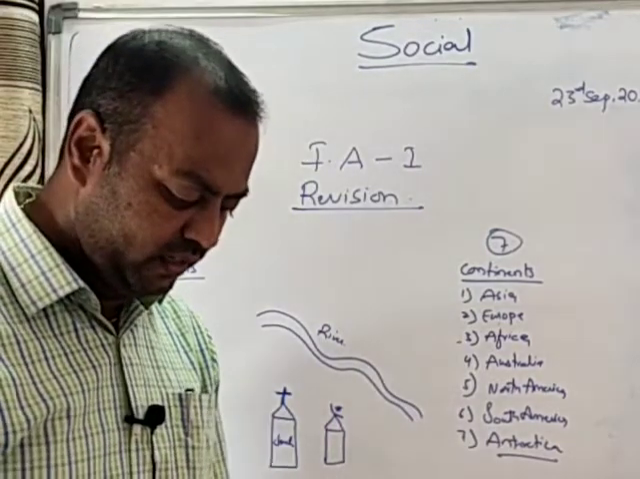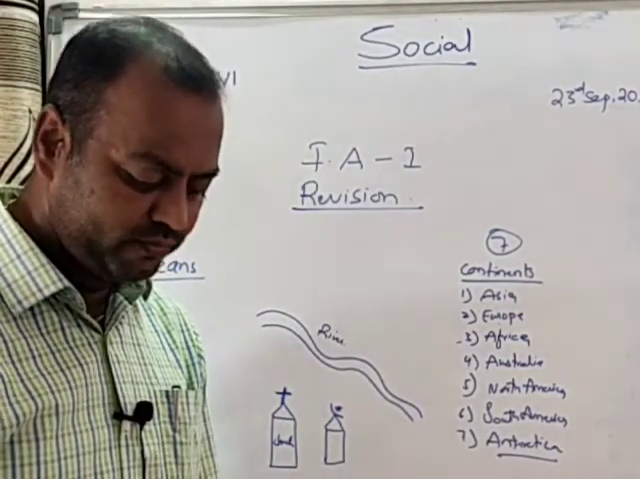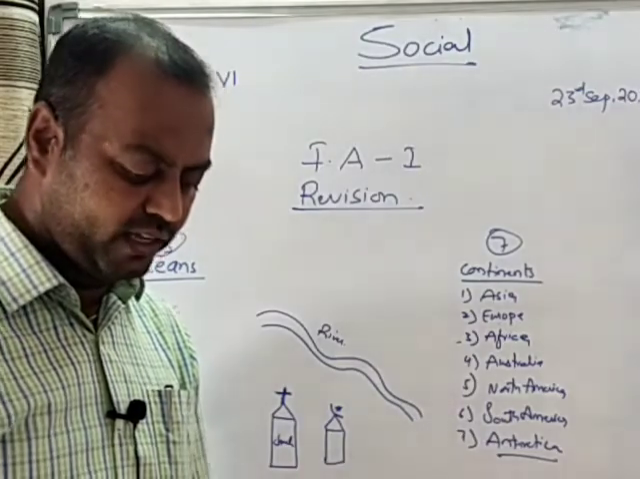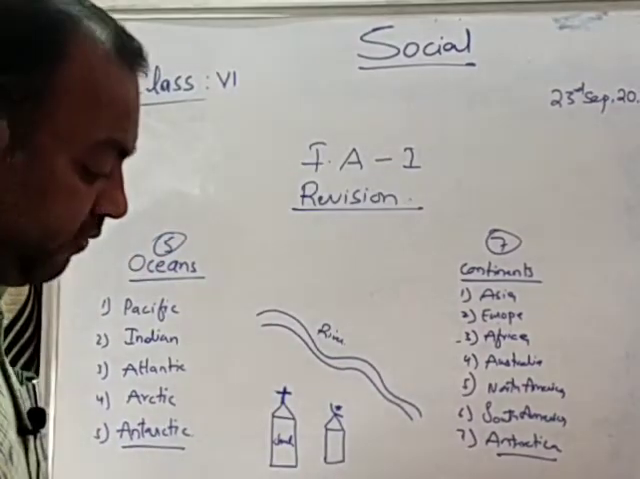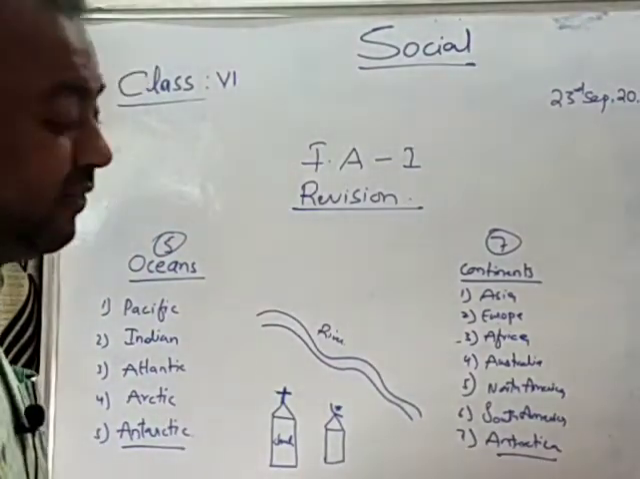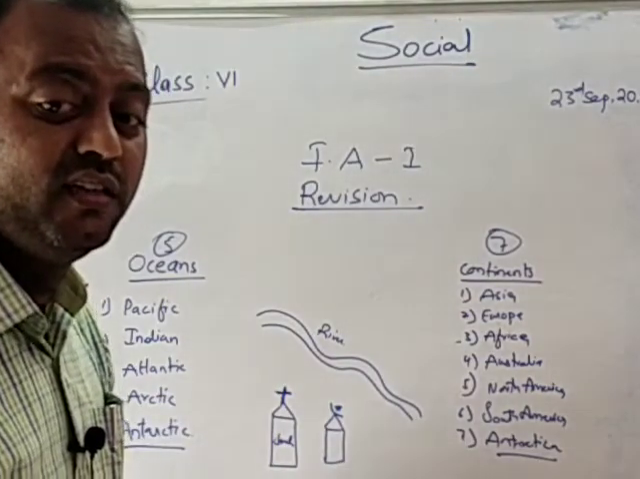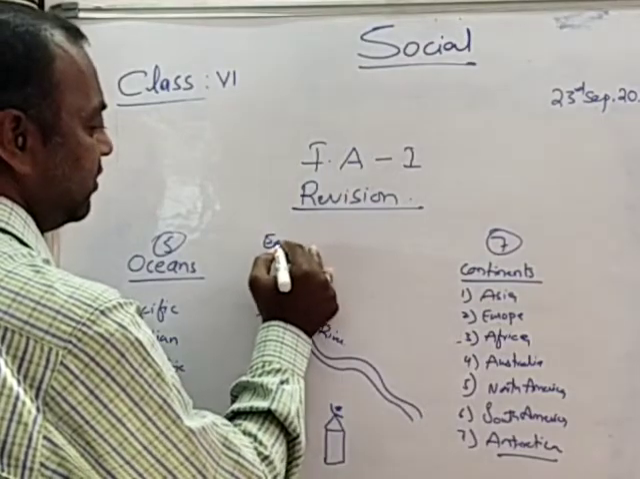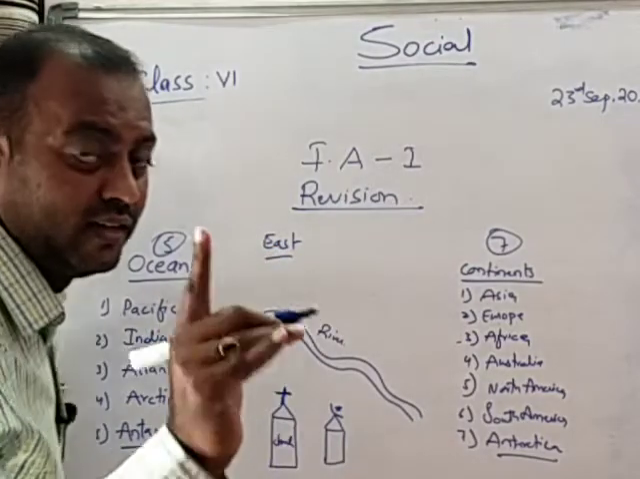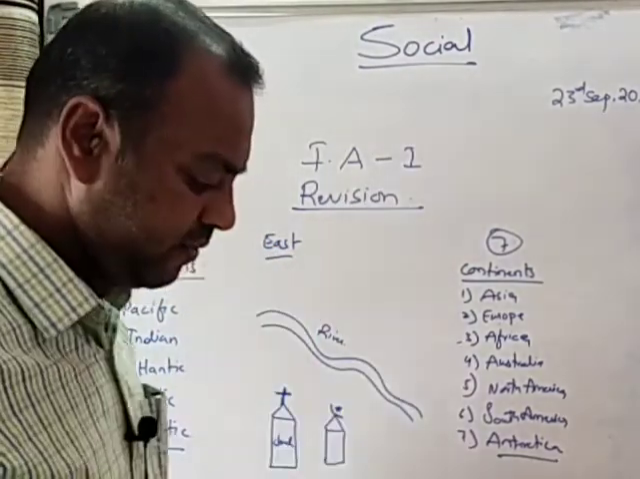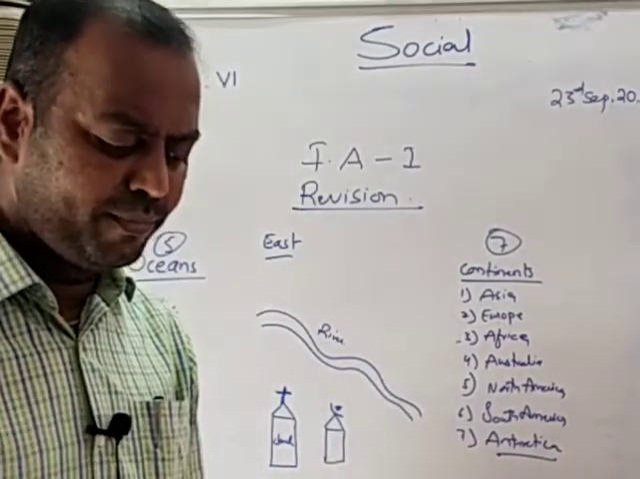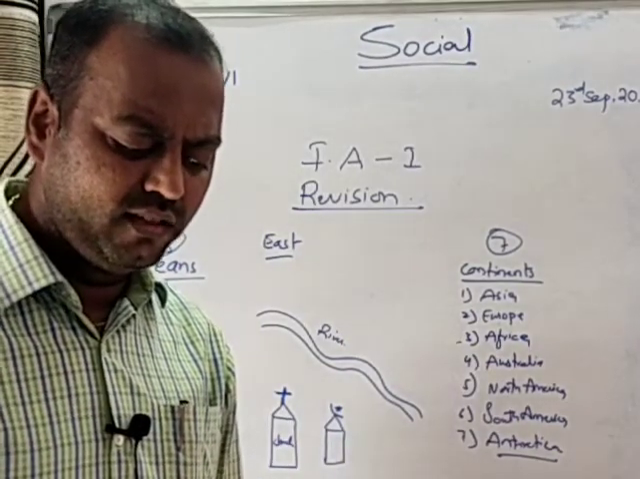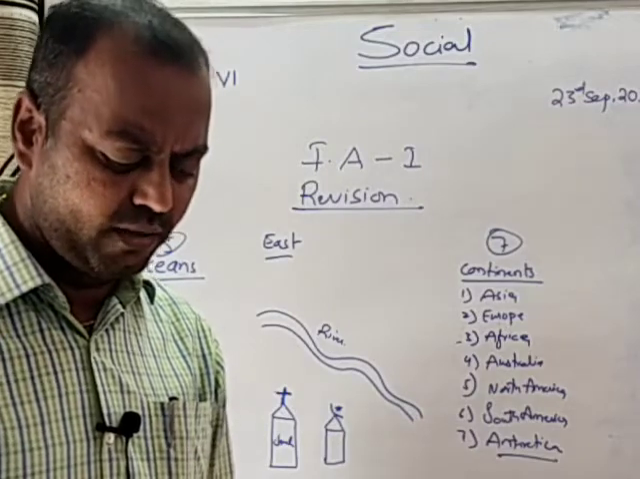And apart from that, we can also show different things on maps with the help of symbols, and we can also show different directions. In which direction does the sun rise, children? In which direction does the sun rise? The sun always rises in the east. Remember, the sun rises in the east. And maps are prepared in such a way that the northern direction is always on the top of the map.